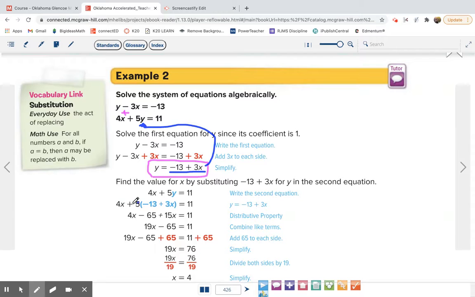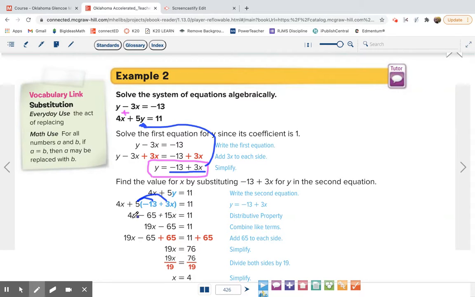So we have 4x plus 5 times negative 13 plus 3x equals 11. To solve now, because I don't have a y, I just have x's, so we solve for x. I've got to distribute this 5 first. So 4x plus 5 times negative 13 is negative 65. 5 times 3x is 15x, so plus 15x equals 11.